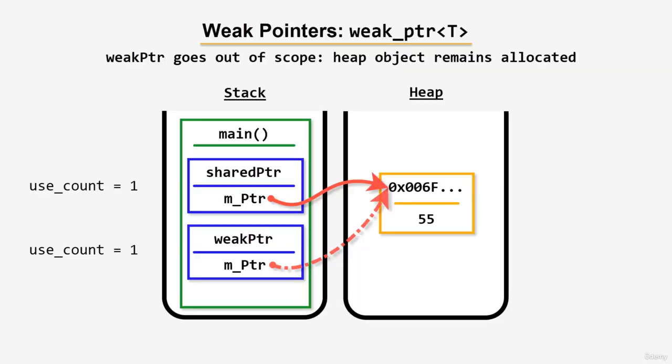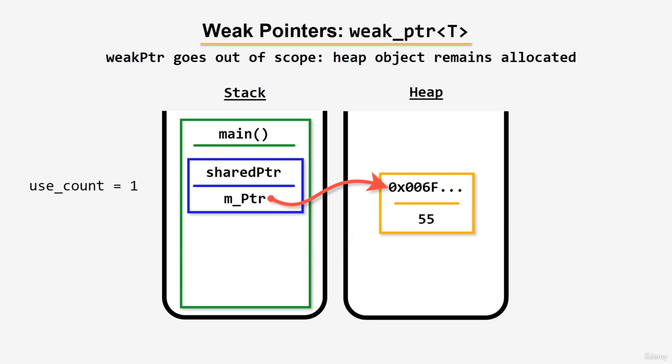For another example, let's go back, and what we'll do now is, let's say the weak pointer goes out of scope, then the heap object is going to remain allocated, of course. Currently we have the use count at 1, so let's say the weak pointer goes out of scope. Okay, as we can see, the use count is going to remain 1, the weak pointer does not affect the reference counting, and because it does not participate in reference counting, the heap object is going to remain allocated. This was a basic illustration. Let's go and look at a few examples in Visual Studio.